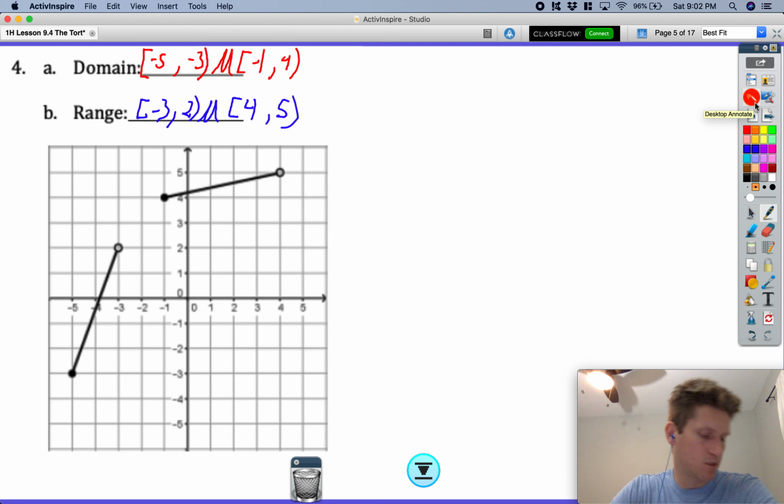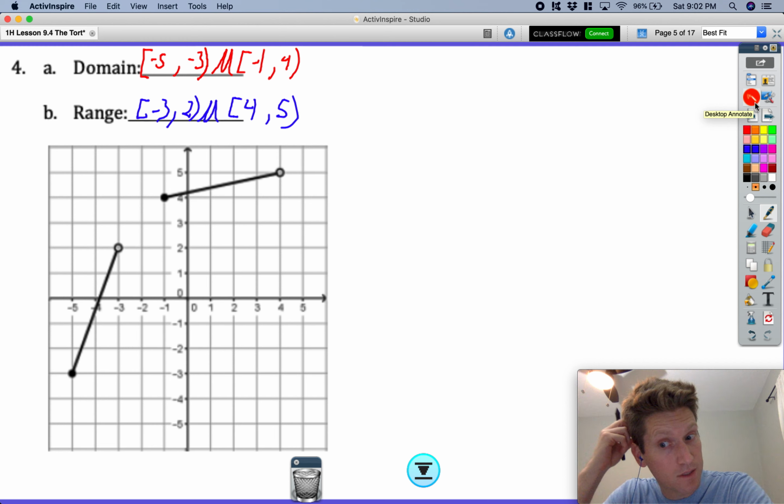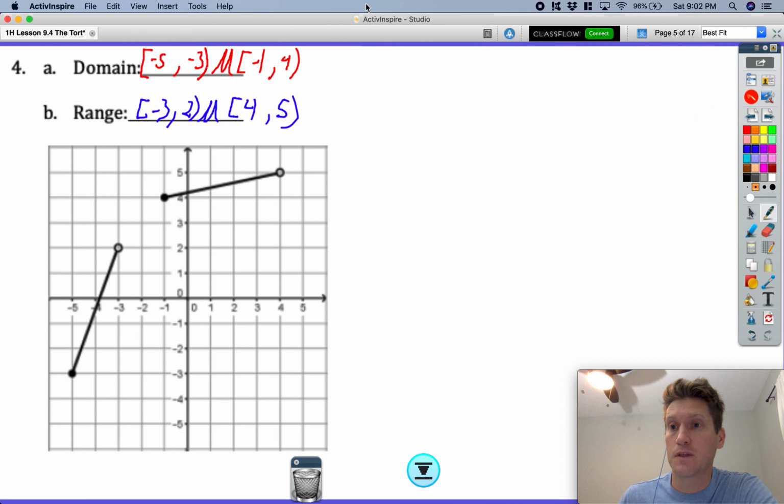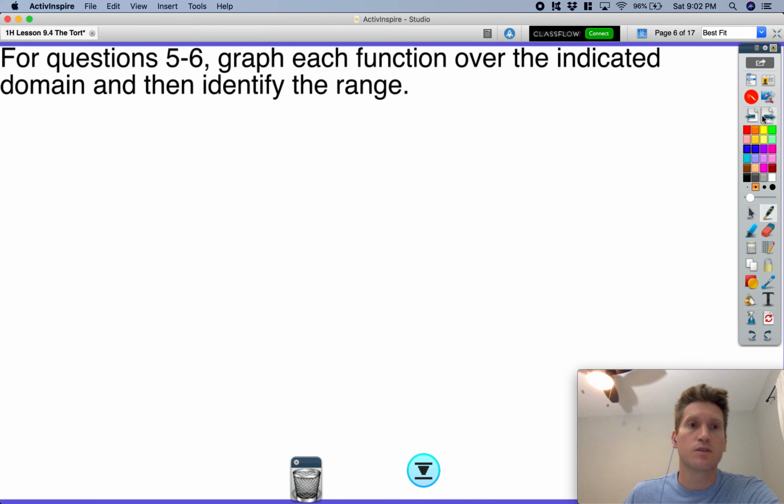So hopefully, guys, that's a quick reminder of domain and range. Remember, range is just all possible y values, while domain is all possible x values. Okay? So let's go ahead now and look at the lesson. So it says for questions 5 and 6, graph each function over the indicated domain and then identify the range.